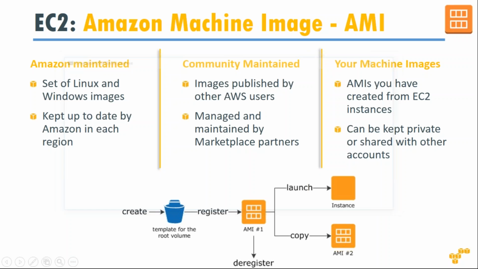And the final one is your own machine images. For example, you have created a custom configuration and you want to reuse it whenever you start an instance or an application. Then you go ahead and create your own machine images. So that is what is called your own machine images.